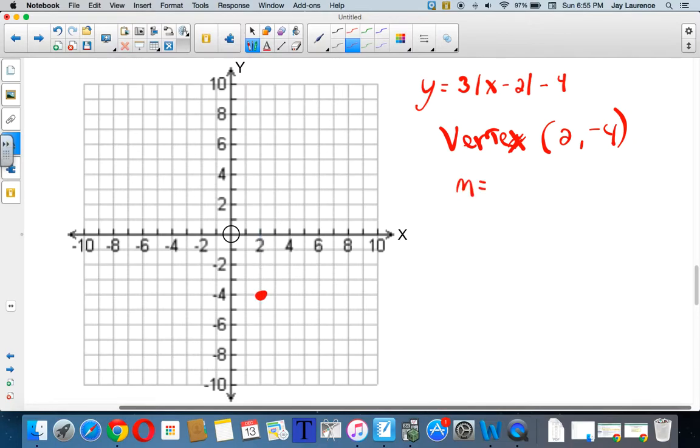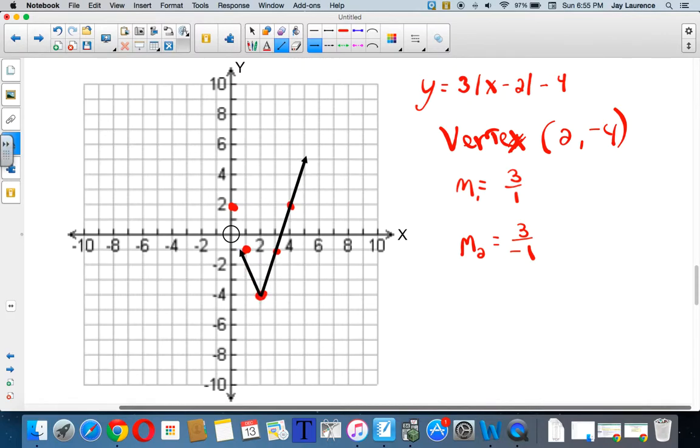First slope, 3 over 1. Second slope is going to be 3 over -1. So I rise 1, 2, 3 and over 1. 1, 2, 3 and over 1. And then up 3, back 1. Up 3, back 1. And there you go. Hopefully you're able to do this by now. It's really not that difficult. And it's actually kind of fun.